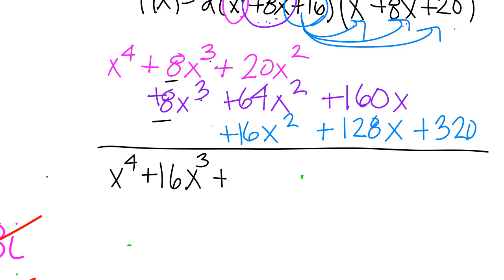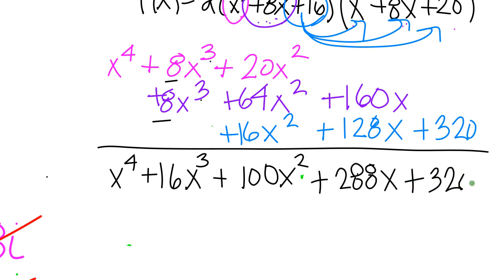So 20, it's like saying I have 20 x squared. I'm adding 64 more of them, plus 16 more. Altogether, I have 100 x squared. And over here, what is this? 288x, sorry, and 320. Okay, when you're doing these, oh, what did I forget? I forgot my x because I was talking.